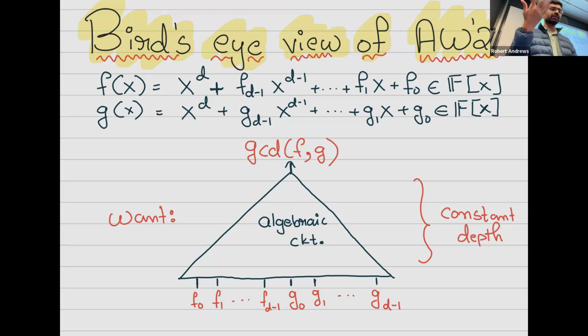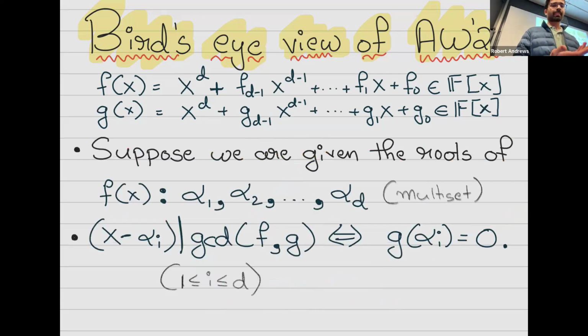Now, let's do some visual thinking. Suppose we were given the roots of the polynomial f of x. Let's say the roots are alpha 1, alpha 2, up to alpha d. Notice that x minus alpha will divide the GCD if and only if g of alpha is 0. If x minus alpha divides the GCD, then x minus alpha is a factor of f and g, so g of alpha is 0. And if g of alpha is 0, then x minus alpha is a factor of the GCD. So it goes both ways.